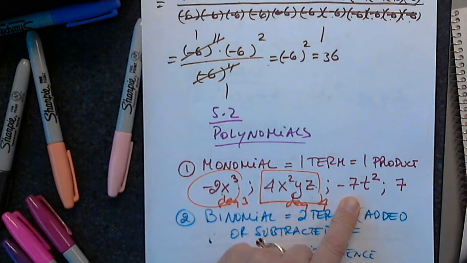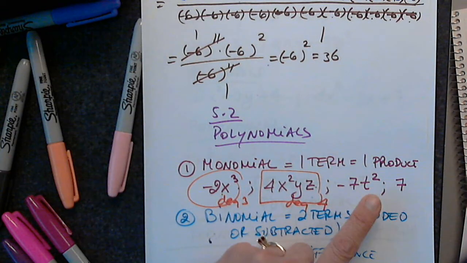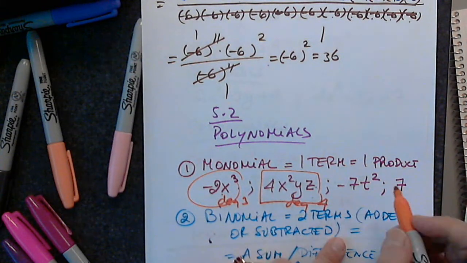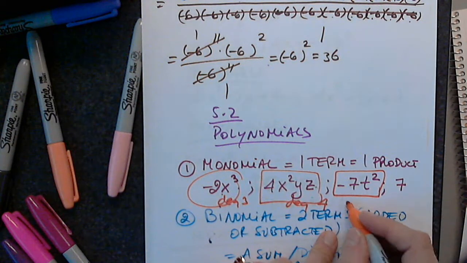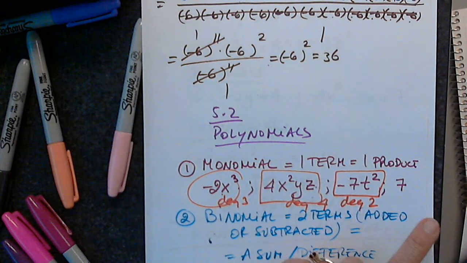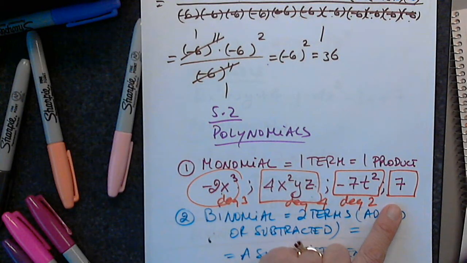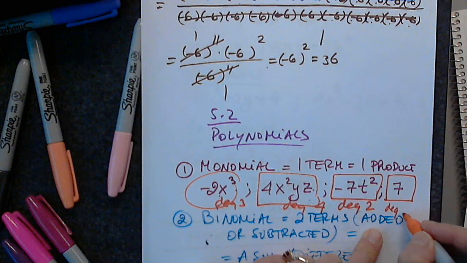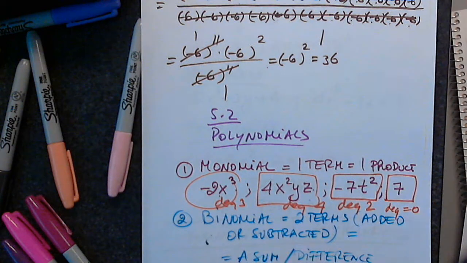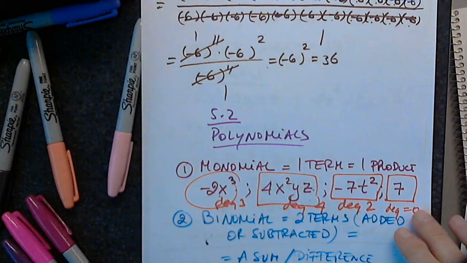The next monomial. How many variables does it have? 1. What is its degree? 2. So this monomial has degree 2. Last one. How many variables does this monomial have? 1? So then the degree is 0. Exactly. I'm not saying the power of 7. It's a totally different story. I'm talking about the degree of the monomial. So the degree of the monomial is 0.